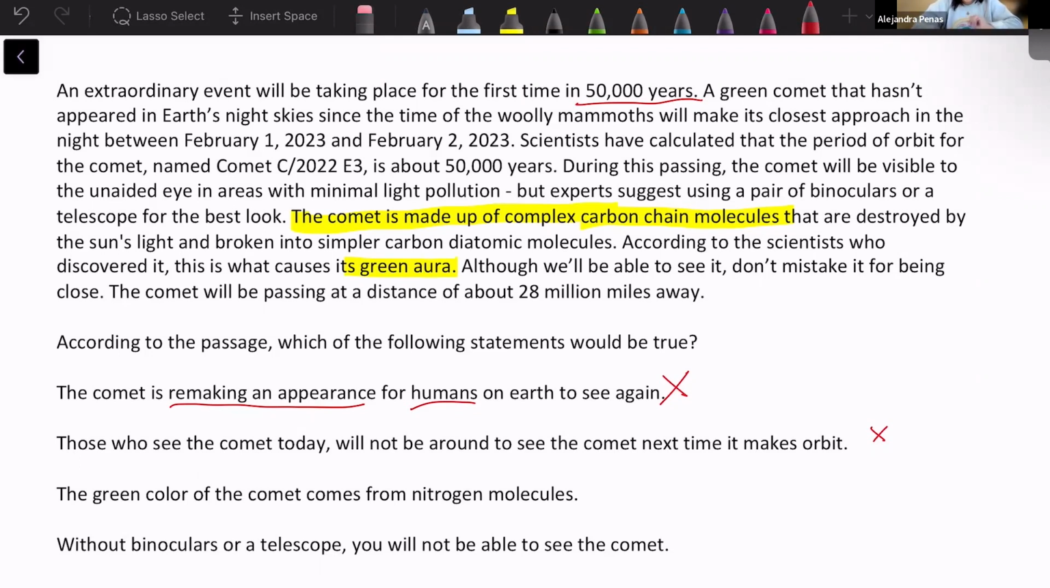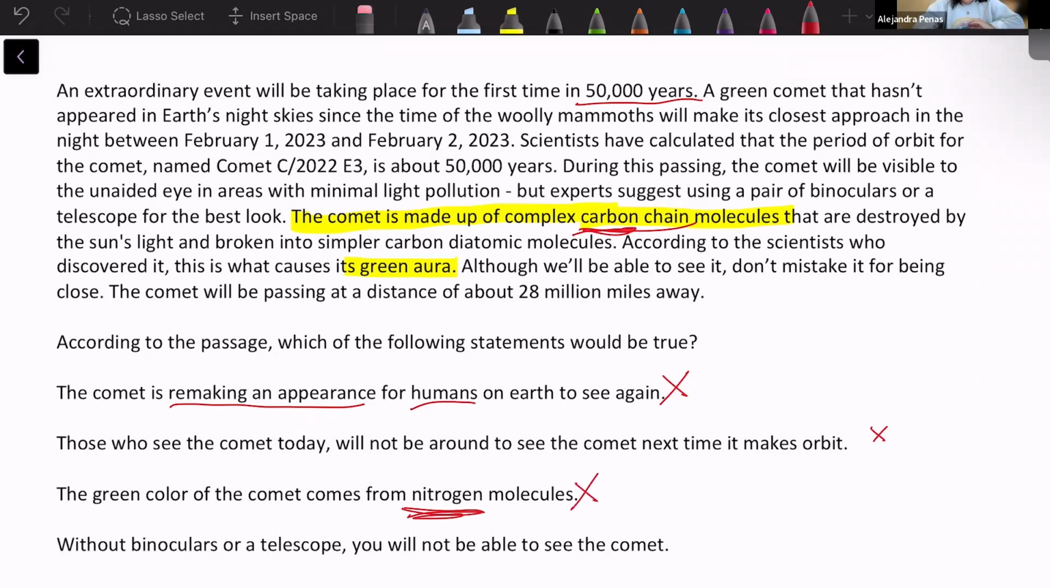But the paragraph says that it's made up of carbon molecules, not nitrogen. Two completely different elements. Because they mention nitrogen here, but in reality it's carbon, those are very different elements. That's wrong. Oh, yeah. That's wrong. So it's not that one.